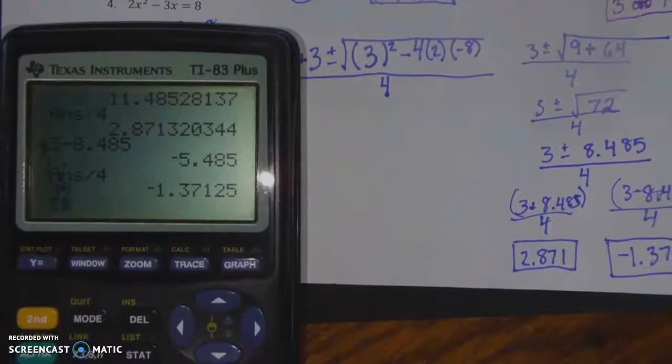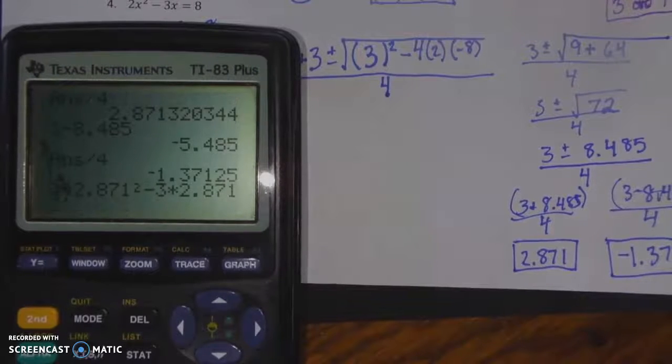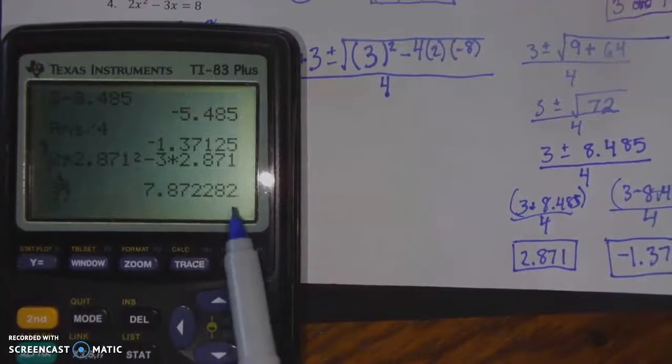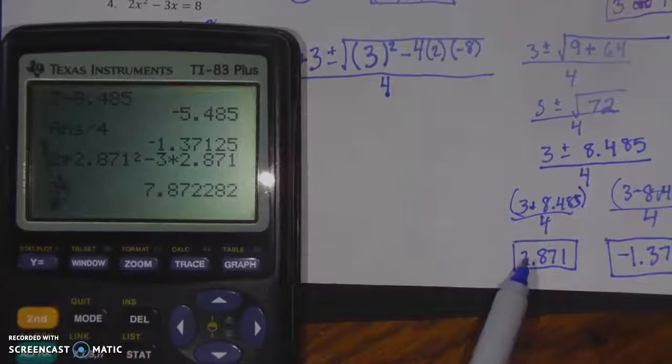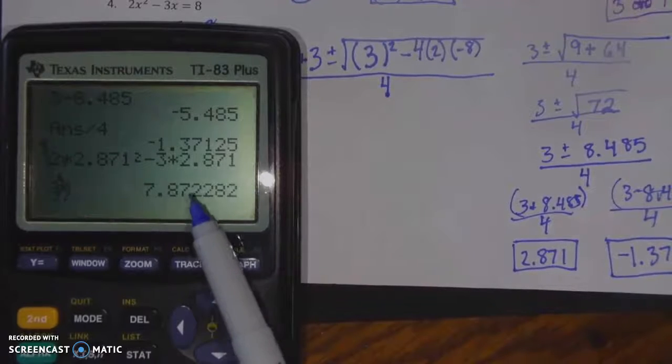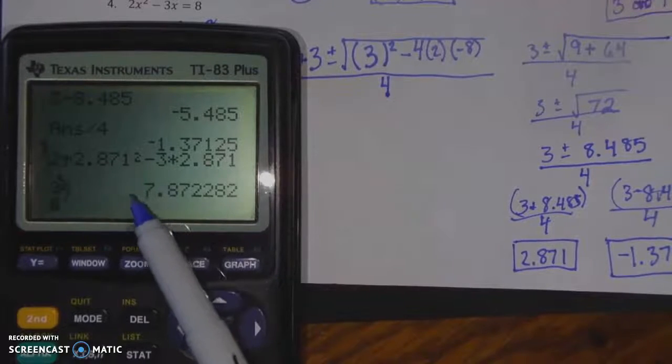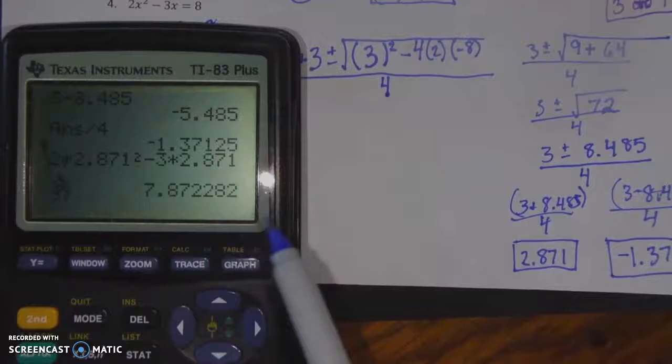So 2 times my first answer, 2.871 squared, minus 3 times 2.871 should be equal to 8. Now this is not exactly 8, but remember that we rounded, and I'm within a 0.5 decimal place away from my answer. So that means I'm probably correct.